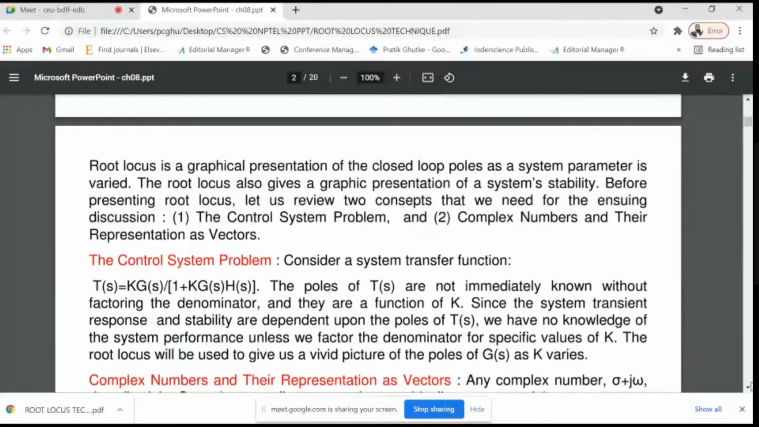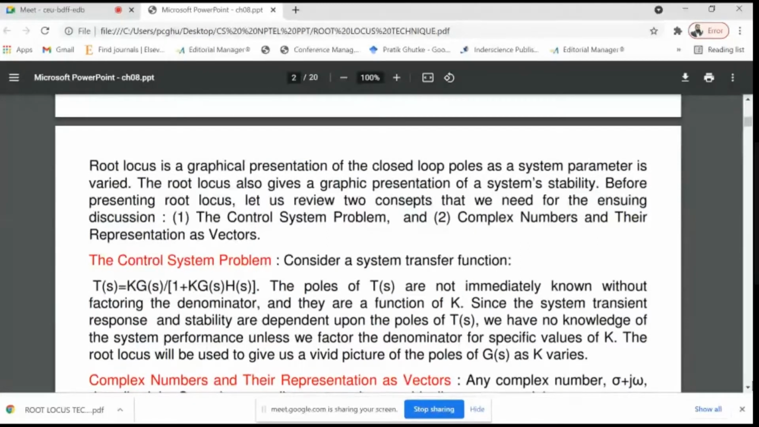So what are these control system problems? Consider a system transfer function. The transfer function is given, T of s equals K G of s divided by 1 plus K G of s into H of s. This is your transfer function. The poles of T of s lie in the denominator. Yes, keep in mind, if you are given a numerator and denominator, the denominator gives your poles, and the numerator gives your zeros. So poles always lie on the denominator side. The poles are not immediately known without factoring the denominator, and they are a function of K.